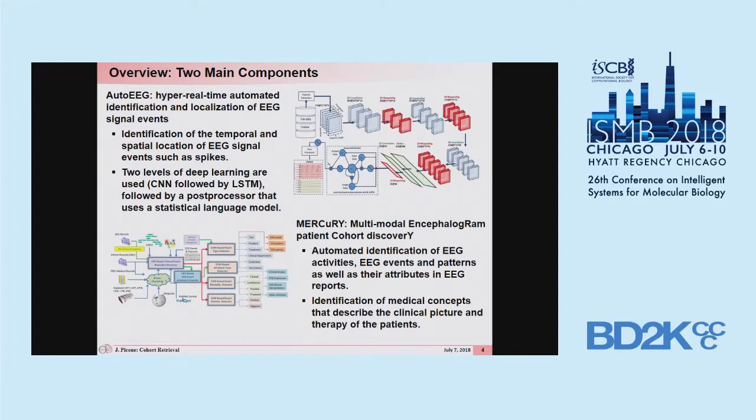The second component of the system is a natural language processing system called Mercury, and this essentially does similar types of analysis on the text data, looks for temporal relationships, looks for domain information. We have a large inventory of medical concepts and such, and it essentially parses these reports and produces concepts and information that can be queried.